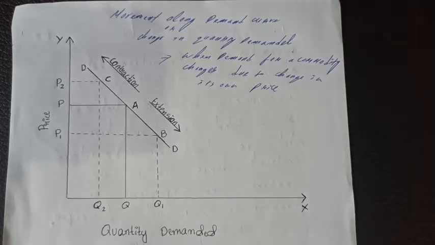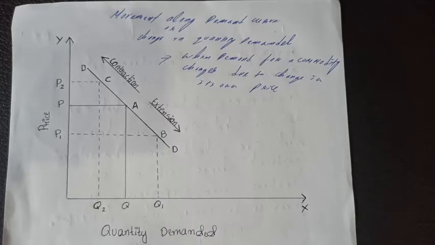Now what is expansion of demand? When our quantity demanded rises due to fall in price, it is called expansion or extension of demand. On the other hand, when our quantity demanded falls due to rise in price, it is called contraction of demand. Now we will explain that with the help of a diagram.